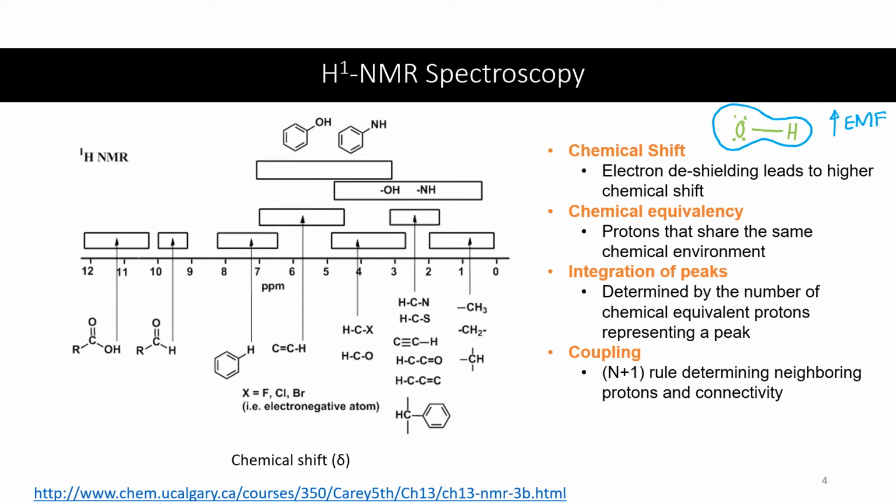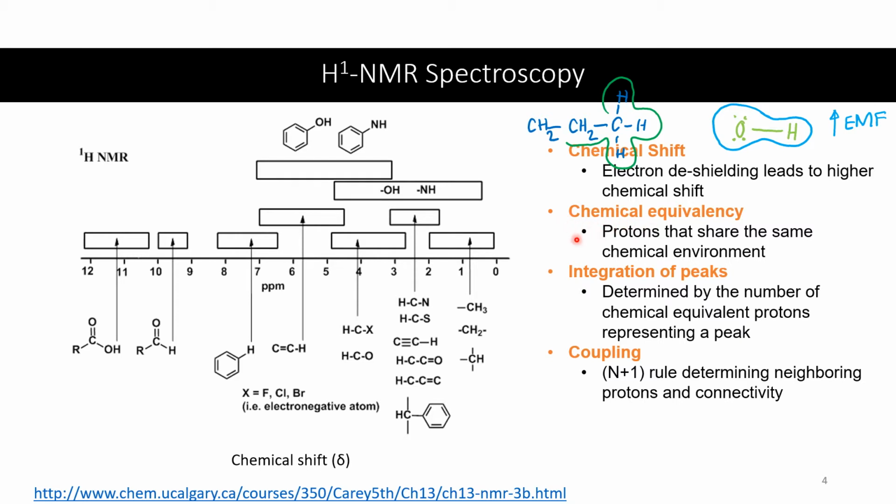Versus a proton that would just be like in a CH3 group next to more R groups that do not cause a significant shift of the electron clouds around the protons, then those kind of protons are more shielded from feeling the strength of the external magnetic field, so they should have a lower chemical shift.